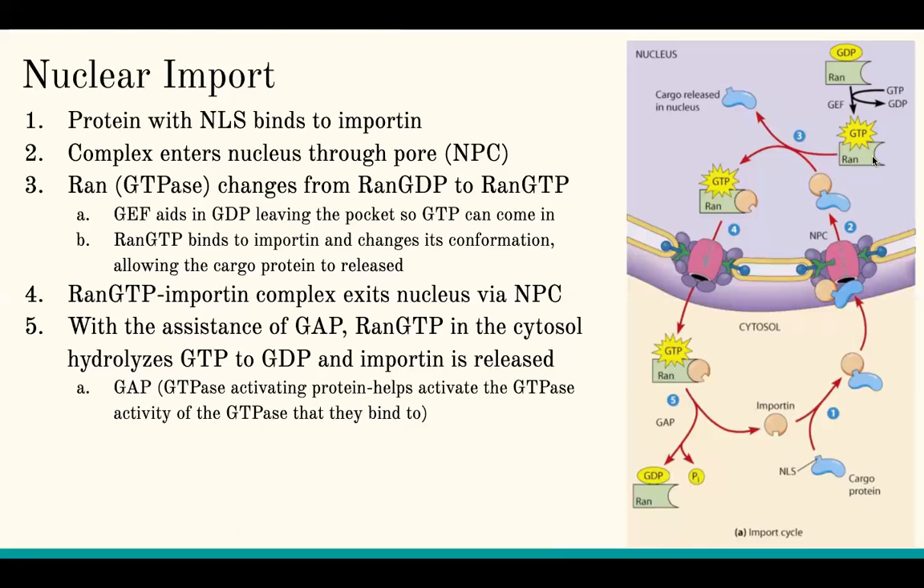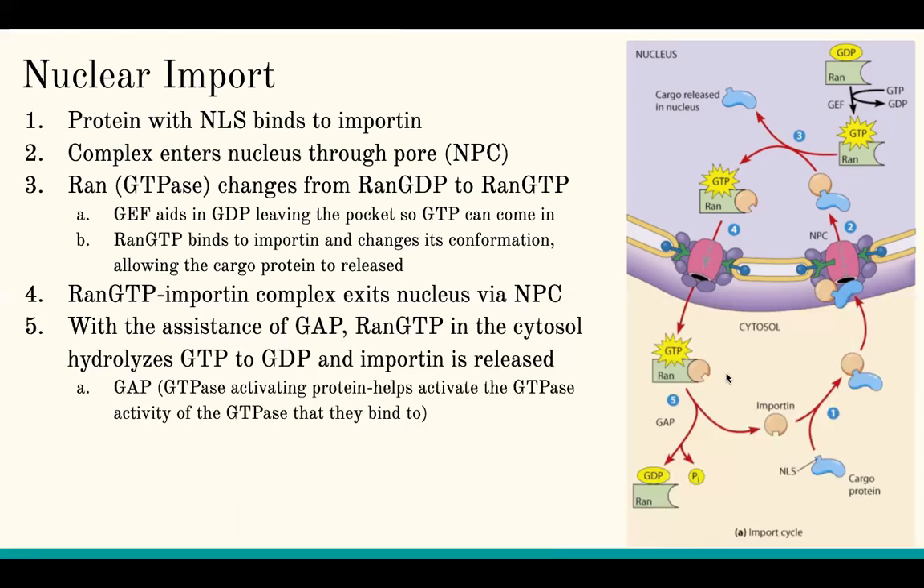RAN GTP, which is the activated RAN, will bind to importin, and this causes importin to release the protein that is delivered to the nucleus. And then once this happens, the protein that needs to go into the nucleus has entered the nucleus, and that's successful. But then we need to bring importin back out into the cytosol so it can do it again for the next protein. So then your RAN GTP, which is attached to importin at this point, will leave the nucleus and go to the cytosol.